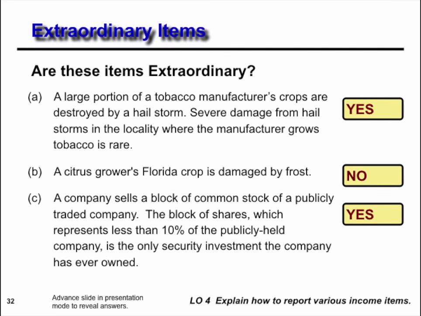C. A company sells a block of common stock of a publicly traded company. The block of shares, which represents less than 10% of the publicly held company, is the only security investment the company has ever owned. So the key words are: only security investment the company has ever owned. That's why it's an extraordinary item.